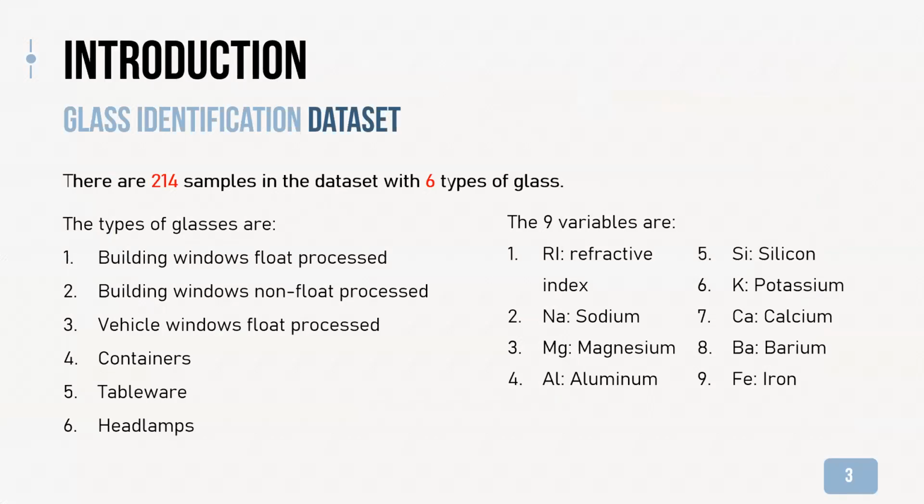We're going to explain the data processing, selection, and visualization. On the background of the data, there are 214 samples in the data set with 6 types of glass: building windows float processed, building windows non-float processed, vehicle windows float processed, containers, tableware, and headlamps. Float processed building windows are usually domestic building windows, for example our house windows. Non-float processed is the old one, the easy to break one. There are 9 variables in our data set: refractive index and 8 other chemical elements.